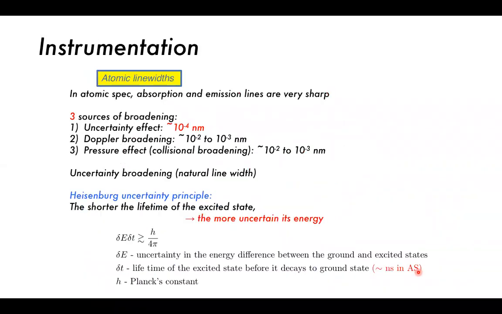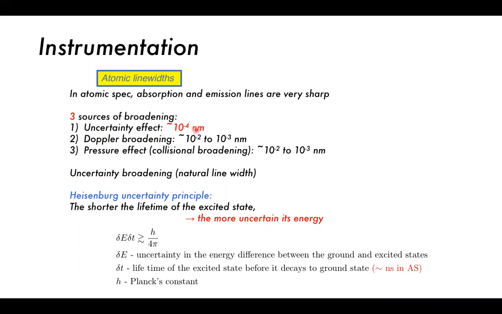So with regards to instrumentation, there are some things we have to consider. Next session, we'll talk about the actual components in an AAS in more detail, especially the light sources and things like that. But for now, we'll just talk about some of the things that we have to consider. So in atomic spectroscopy, absorption and emission lines are very sharp. So we have 3 sources of broadening.